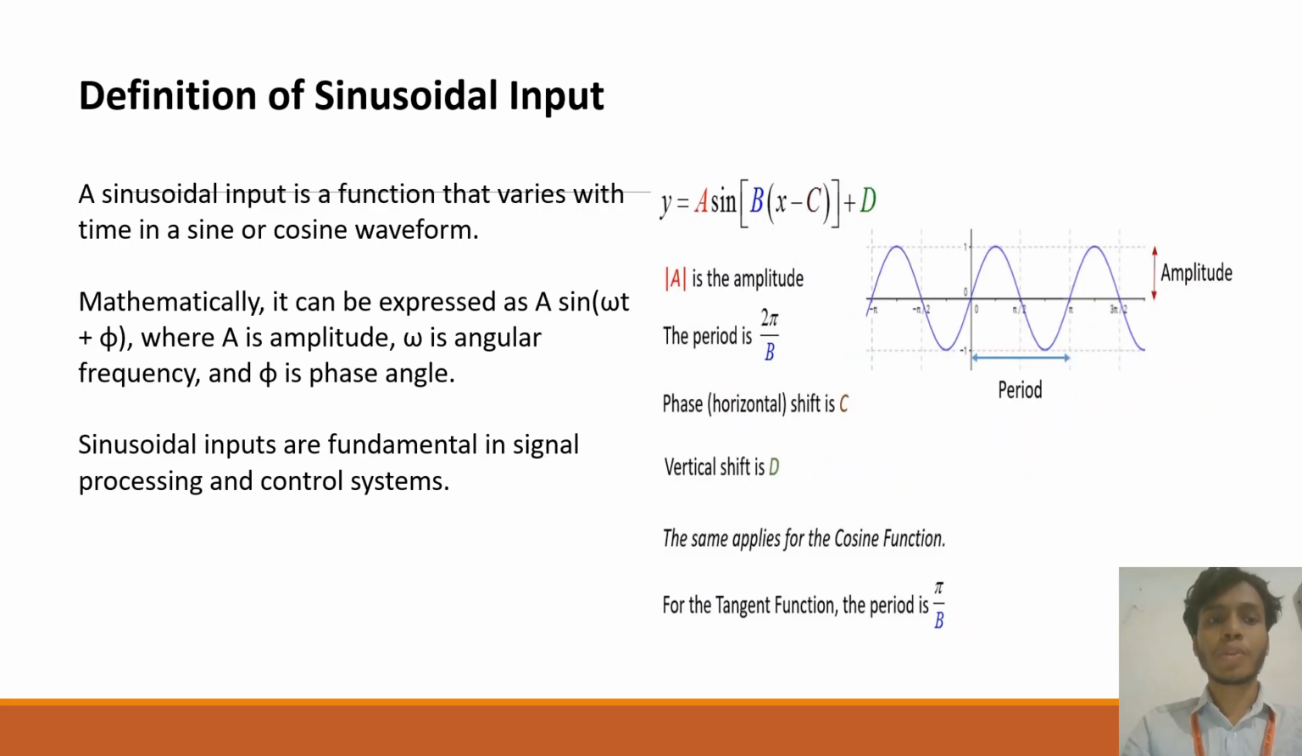Definition of sinusoidal input. A sinusoidal input is a function that varies with time in a sine or cosine waveform. Mathematically, it can be expressed as A sin(ωt + φ), where A is amplitude, ω is angular frequency, and φ is phase angle. Sinusoidal inputs are fundamental in signal processing and control systems. Here you see the sinusoidal input formula: amplitude is A, the period is 2π/B, the phase horizontal shift is C, and the vertical shift is D. The same applies for the cosine function.